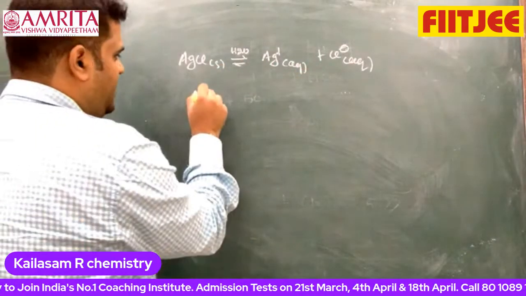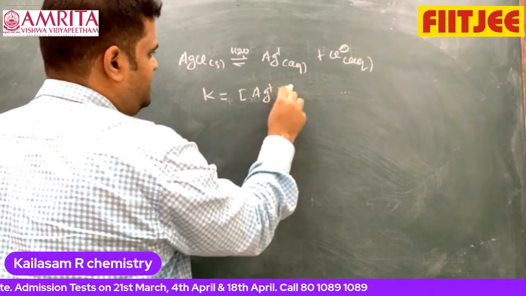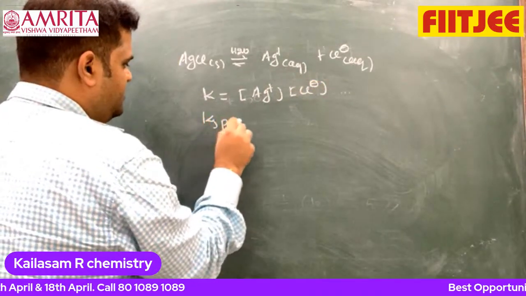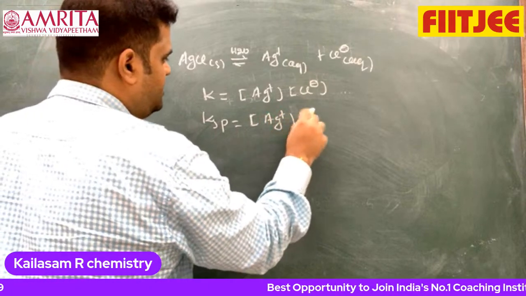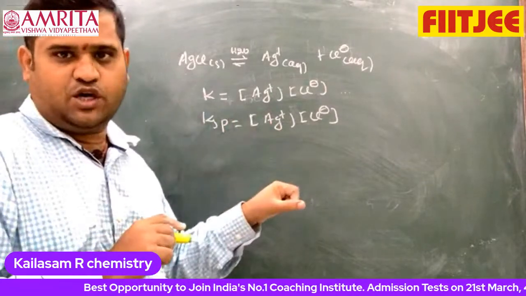Now I can take it as K, which is equal to the concentration of Ag+ and the concentration of Cl- ion. Now I can write that Ksp is equal to the concentration of Ag+ and the concentration of Cl- ion. Now I can find out the solubility of the salt also.